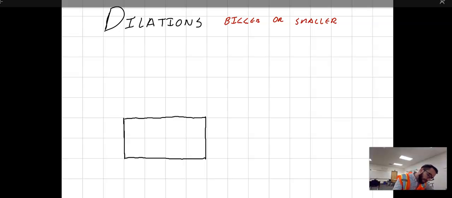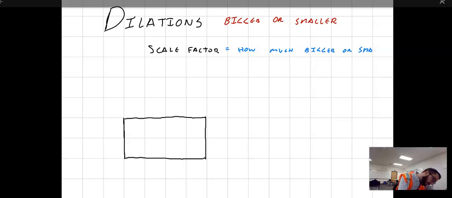And so in a dilation, you have something called a scale factor. So a scale factor is how much bigger or smaller you are making the shape, right? So how much bigger or smaller. And we usually use a variable for this.